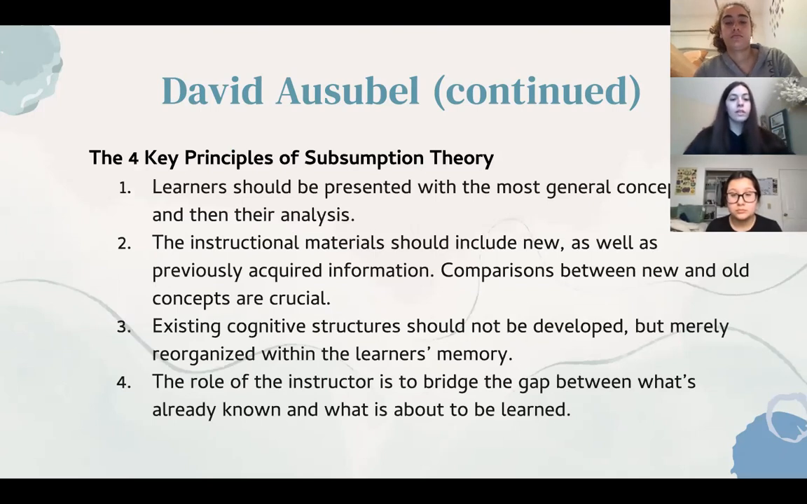So there are 4 key principles of the subsumption theory that David Ausubel created. The first one is learners should be presented with the most general concepts first, and then their analysis. The second is the instructional materials should include new as well as previously acquired information. Comparisons between the two, the new and the old concepts, are crucial.